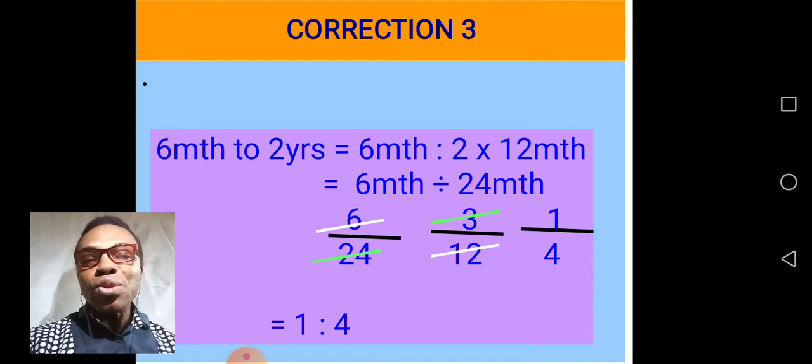So 2 years will be 2 times 12. 3 years will be 3 times 12. 4 years will be 4 times 12. In this case, we are given 2 years. That will be 6 months divided by 24 months. 2 times 12 is 24. So 6 over 24.